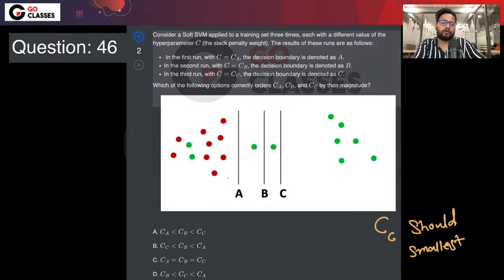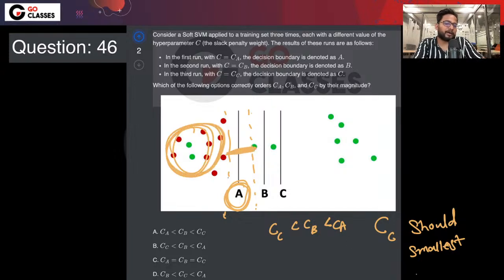Now let's see what about the others. In this particular case, CB, we are allowing some slack: this is correctly classified, and this is coming within the margin. So we are still allowing some slack, but not much. It means that CB might be larger. And then for CA, here we are not allowing any slack. These two are correctly classified, and this is the margin. In case of A, this is the hyperplane, and we are not allowing any slack. Yes, this one is misclassified, which is okay, but at least we are minimizing the number of slacks. It means CA must be highest.